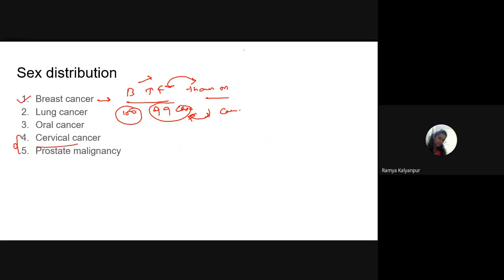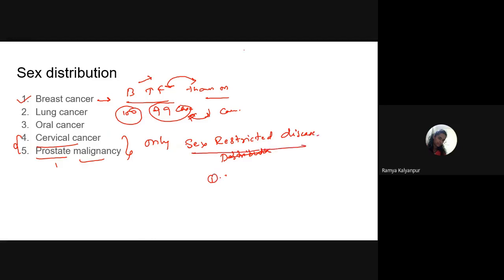Whereas cervical cancer, uterine or fallopian tube cancer, and prostate or testicular malignancies are only present in those particular sexes. So we call them sex restricted. Remember this term. Restricted distribution or sex restricted diseases also we can say. So give some examples of sex restricted diseases. Cervical cancer, uterine cancer. All these are examples of sex restricted diseases.